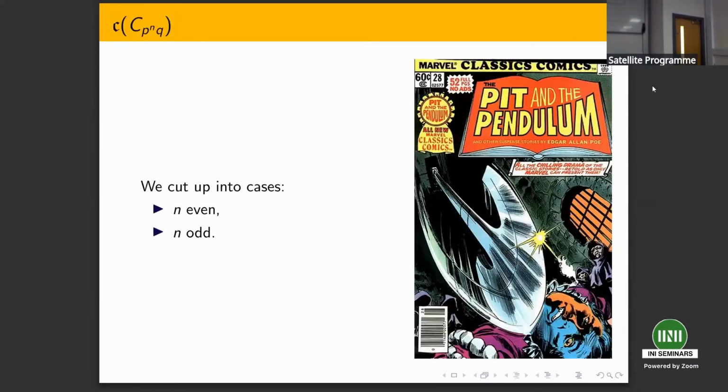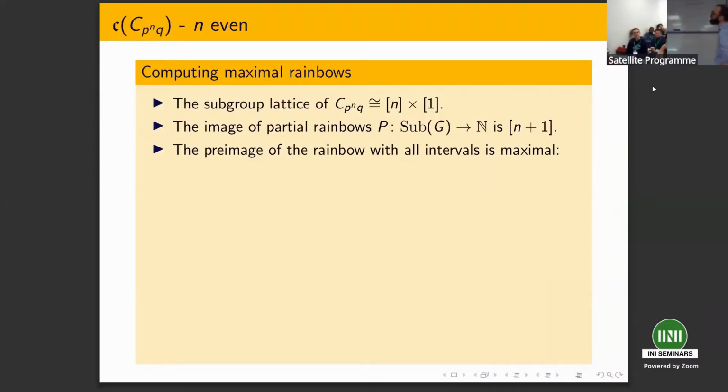So let's try this for C_{p^n q}. I'm going to cut into things almost like if I had a pit and a pendulum. It's getting tenuous, I know. And it turns out you have to consider two cases, n being even and n being odd, and the two behave separately. So hopefully I can describe what's going to happen here. So n is going to be even. So C_{p^n q}, n is even.